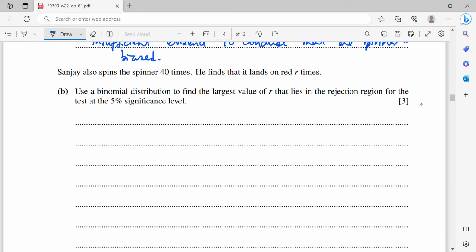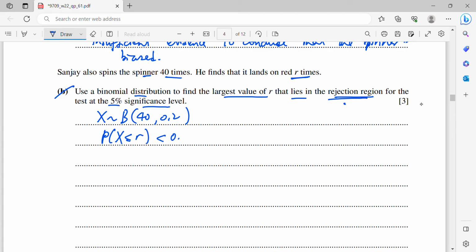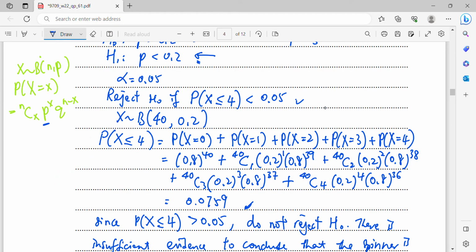Okay, now Sanjay also spins the spinner 40 times. He finds that it lands on red R times. So B, use a binomial distribution to find the largest R that lies in the rejection region for the test at 5% significance level. Now your X is still the same distribution, 40 and 0.2. The rejection region means that the probability that X is less than or equal to R is less than 0.05, because rejection region means that you reject H0. We get the idea from the previous part. So over here, X less than or equal to 4, now you change the 4 to R.